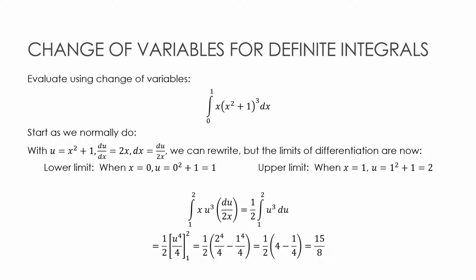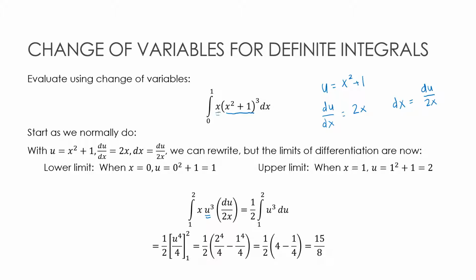But I'm still going to start the same way, so I'm still going to start by saying let's let u be x squared plus 1. Let's let the derivative of u with respect to x be 2x, which means that dx is du divided by 2x. So that's what I do first. Then I'm going to start replacing things. This guy is u cubed.